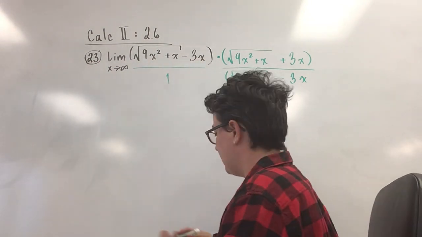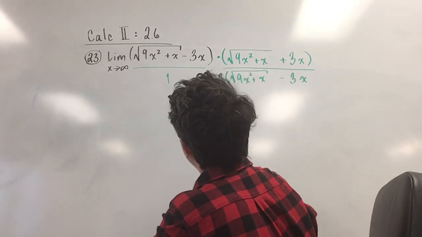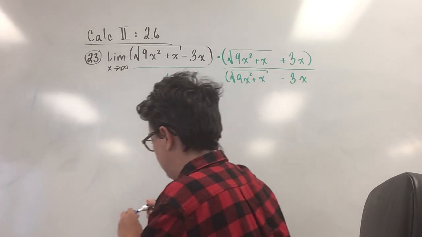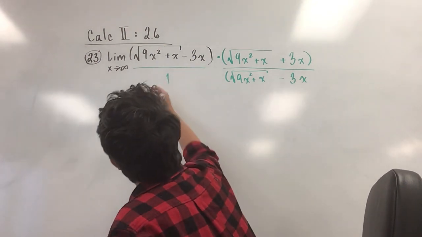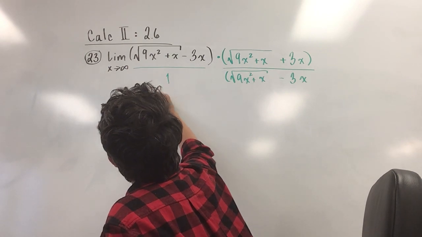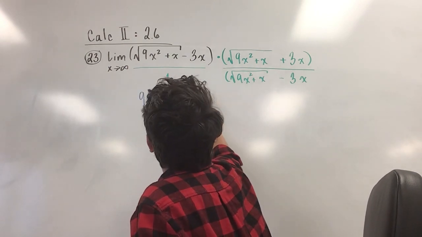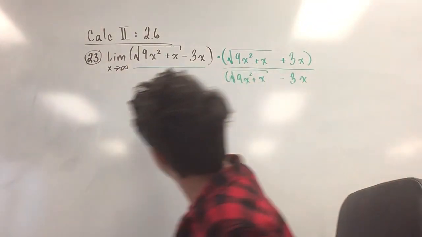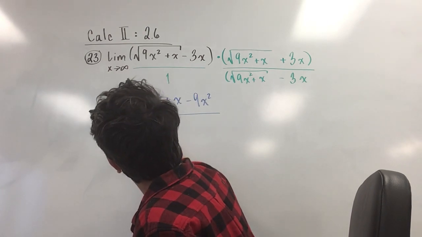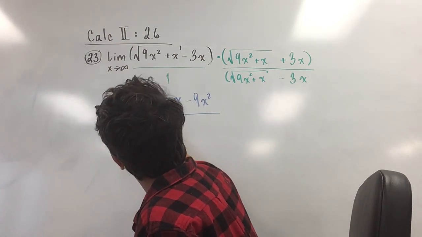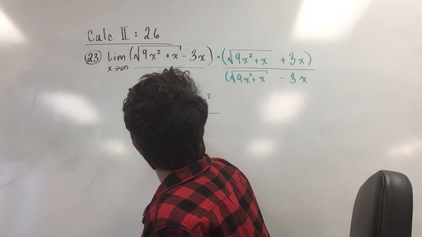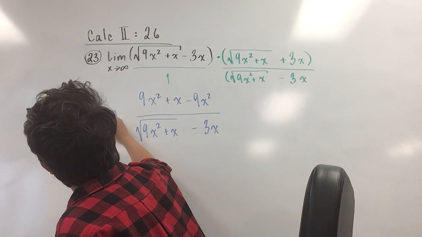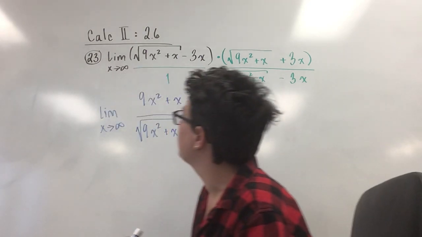Just like that. Now when we simplify that all out and FOIL out that whole numerator, we end up with a numerator of 9x squared plus x minus 9x squared, over root 9x squared plus x minus 3x, as the limit as x approaches infinity.